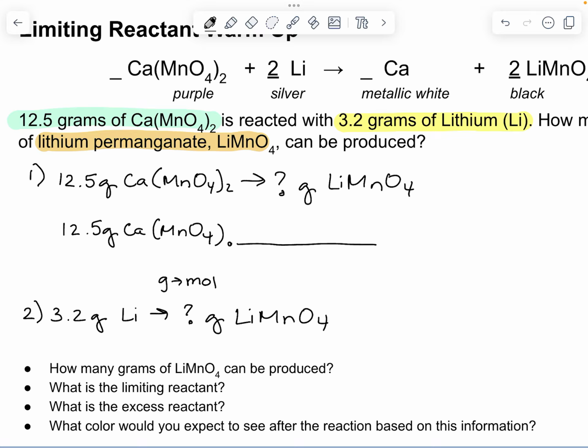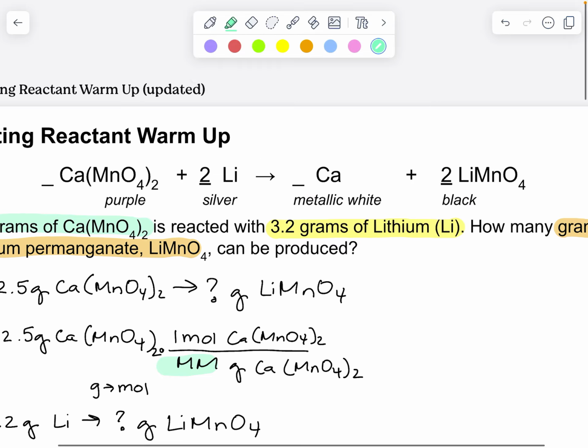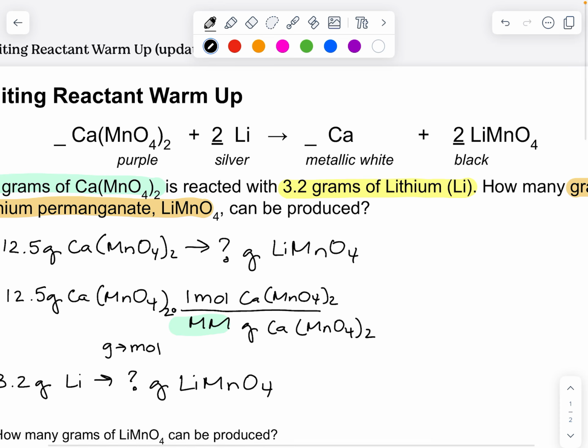And so my first step on that is that I'm going to do that gram to mole conversion using our conversion factor. I know that 1 mole of a substance is equal to the molar mass of the substance. So 1 mole of calcium permanganate is going to equal the molar mass in grams of calcium permanganate. So I'm going to just go ahead and calculate what is that molar mass so that I can plug that value in down here.